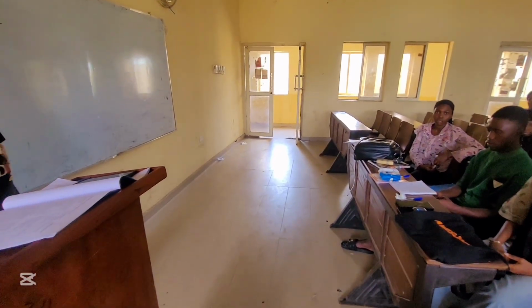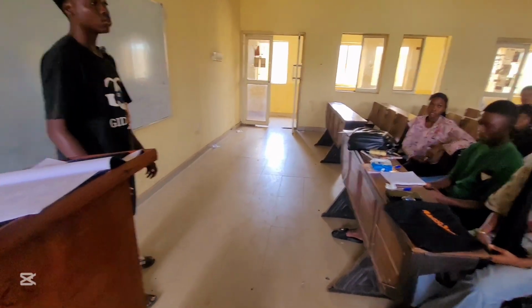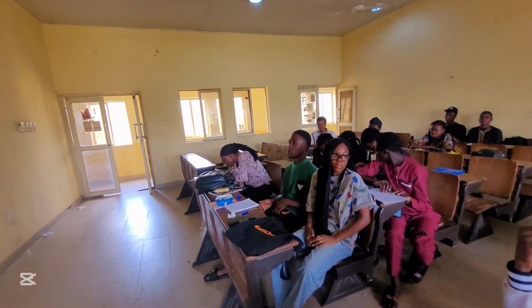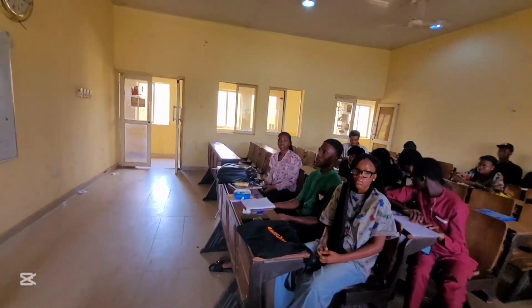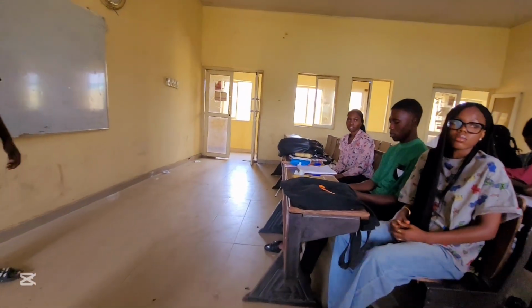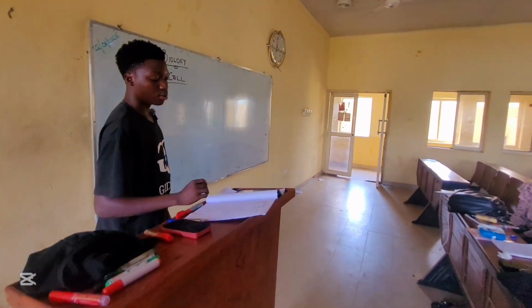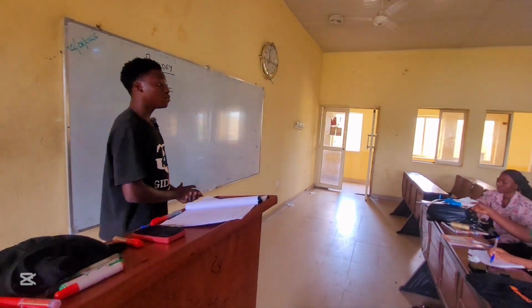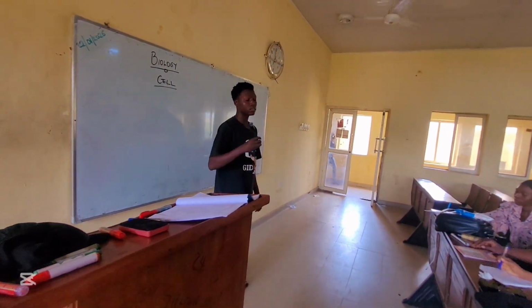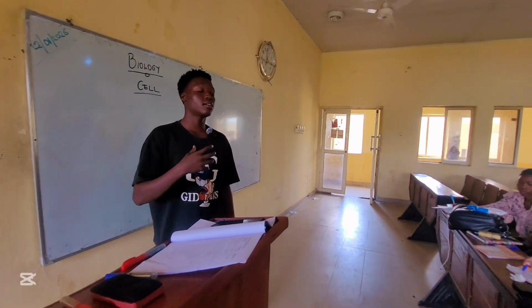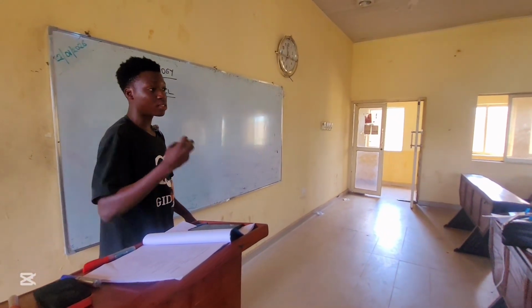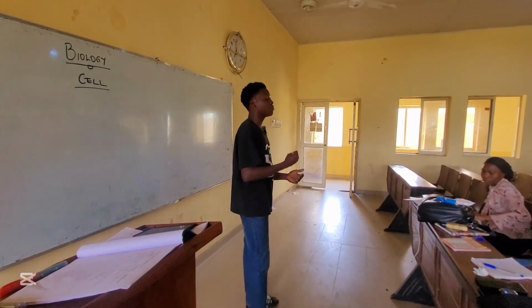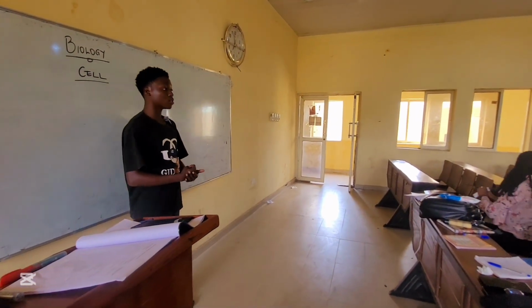A cell is the smallest unit. Okay, that's good. Clap for him. I hope you guys have your notes because I'll be dictating, so bring out your notes and write. A cell is the smallest structural and functional unit of a living organism. This is a short saying: every living matter is made up of cells. Every plant, every animal has millions of cells inside them.